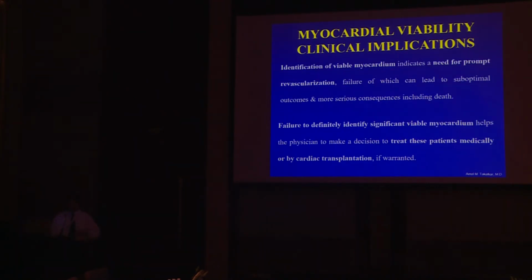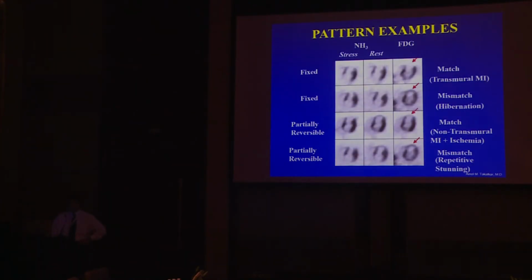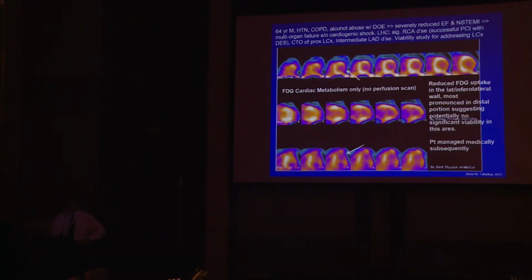So identification of viable myocardium indicates a prompt need for revascularization. If you find viable myocardium in a patient with chronic ischemic heart disease and dysfunctional myocardium, then you should promptly take the patient for revascularization. And if not, the patient may have a bad outcome. Some more patterns, some more examples.